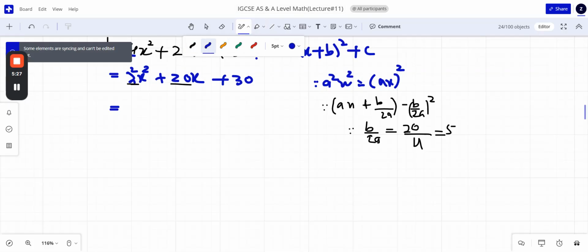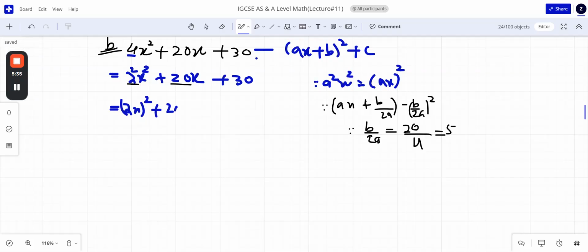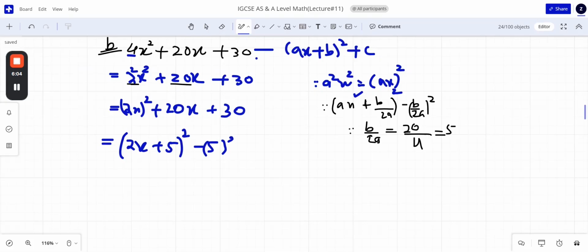First we will write in a proper form. So it would be (2x)² plus 20x plus 30. Now here we will write it in the form of the completing square. So ax will remain the same, meaning 2x will remain the same. Then for b over 2a we will substitute the value, which is 5, whole square. Then again minus 5² plus 30.